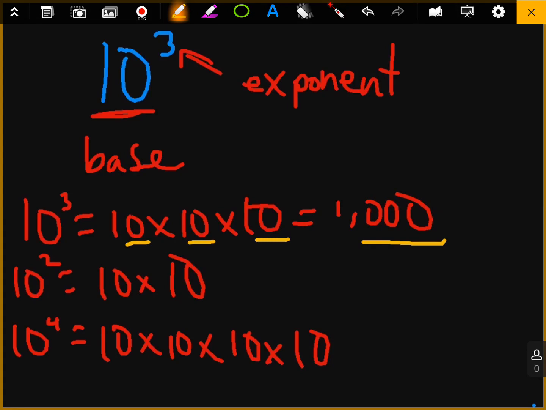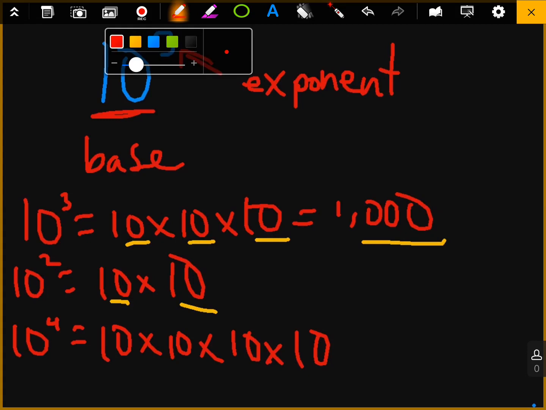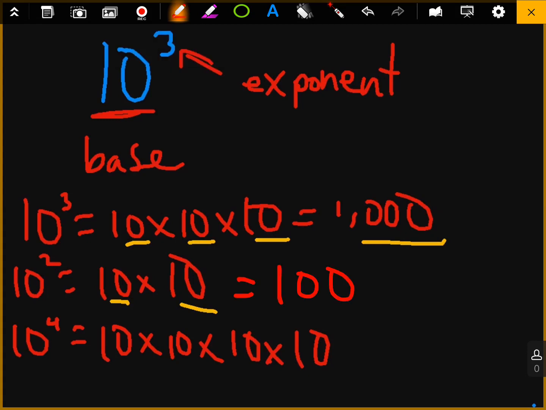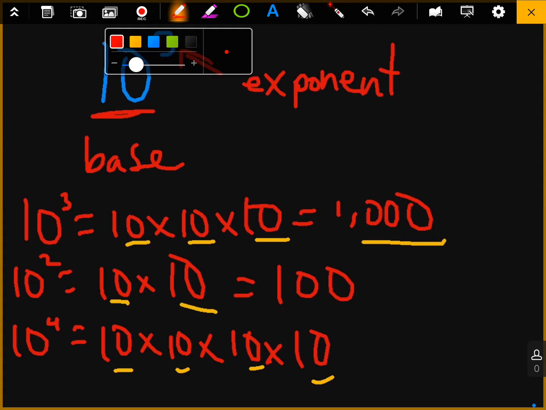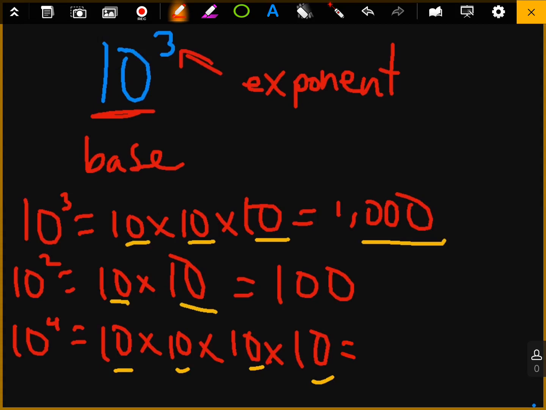So 10 to the second power is the same as 10 times 10. Wonder how many zeros are going to be in our answer. It's the same as 100. And 10 to the fourth power, or 10 times 10 times 10 times 10. Take a second, and guess how many zeros are going to be in your answer. Hopefully you've guessed that it is 4 zeros, which means it's going to be 10,000.